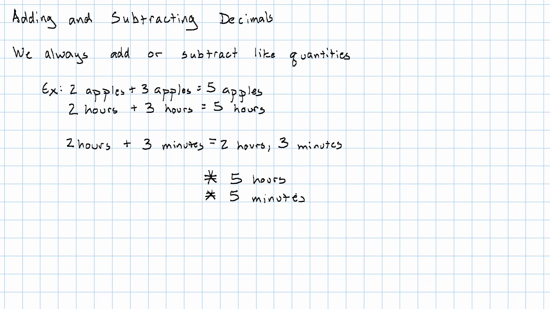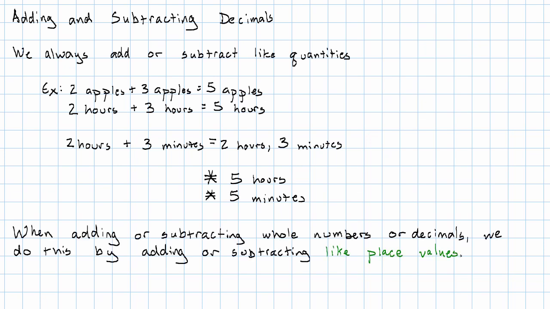Well, when we add and subtract whole numbers or decimals, the way we understand ourselves to be adding or subtracting like quantities is to be adding or subtracting like place values. Remember that the digits in a whole number or decimal are organized by place values. And in order to accomplish that, when we write out our addition or subtraction problem, we need to line up the decimal points.